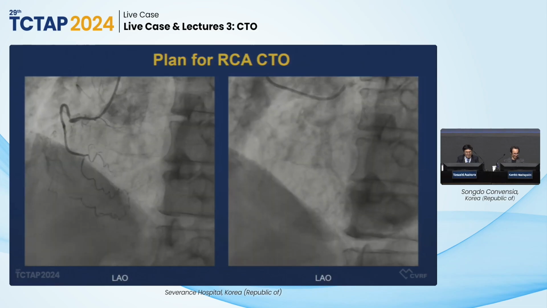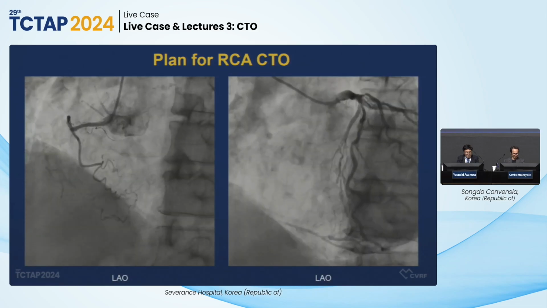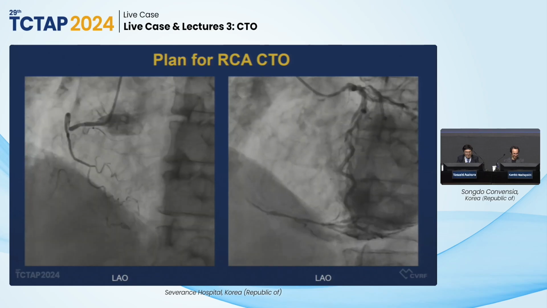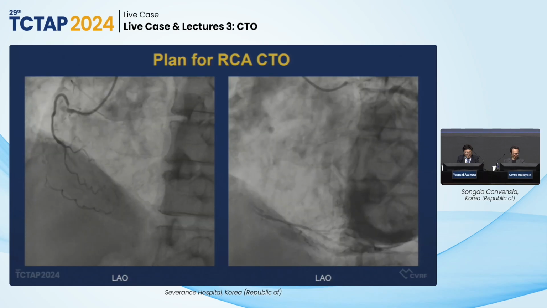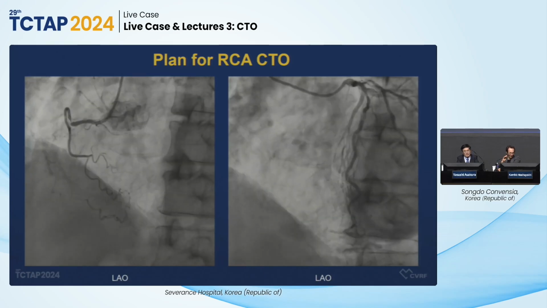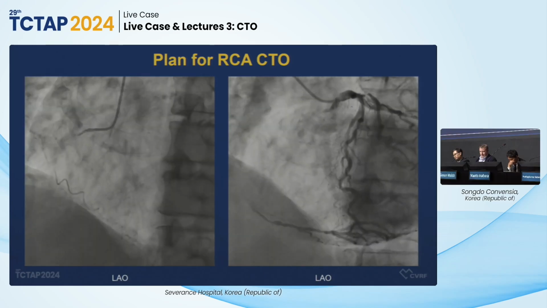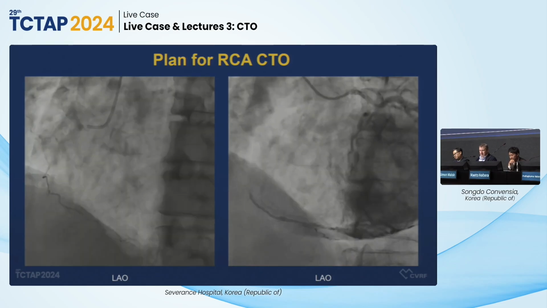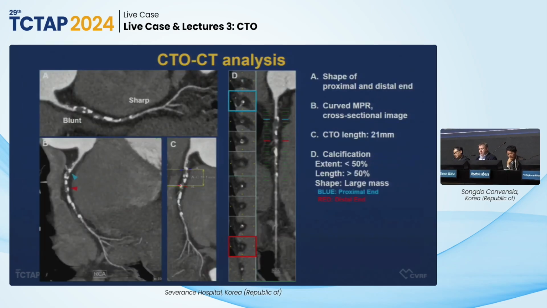Next slide, please. And as I told you before, this is the CTO we are trying to treat today, the RCA CTO, with good collateral from the LAD, which is the septal branch. The size was good, but there were 2 tortuous things we have to consider. Next slide, please. We know the benefit of CT during CTO intervention, so we took a CTO coronary CT.